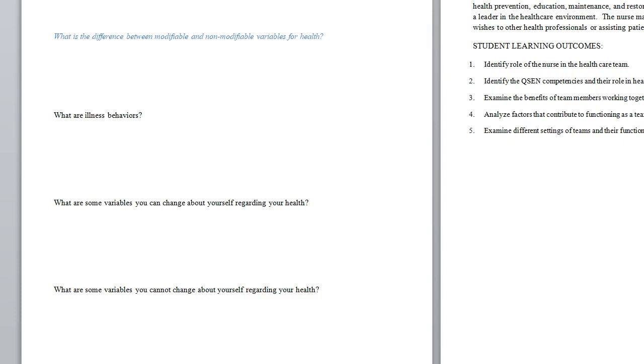And look at illness behaviors. What are illness behaviors? It's a coping mechanism involving ways that individuals describe, monitor, and interpret their symptoms. They take remedial actions and use the healthcare system. And you might want to think about what are some variables you cannot change about yourself regarding your health. Obviously, we can't change our age. If we're 35, we're 35. We can't go back and be 25. What variables can you not change about yourself regarding your health, and what variables can you change?